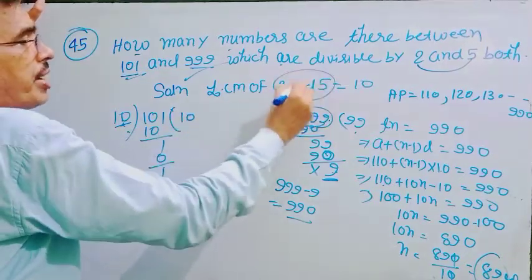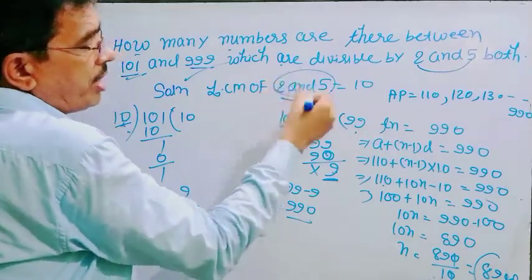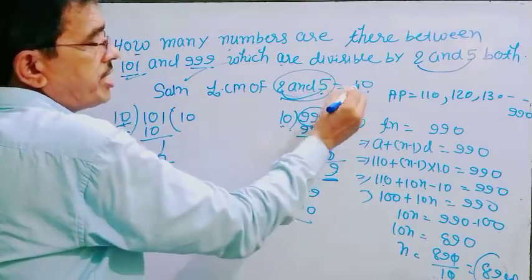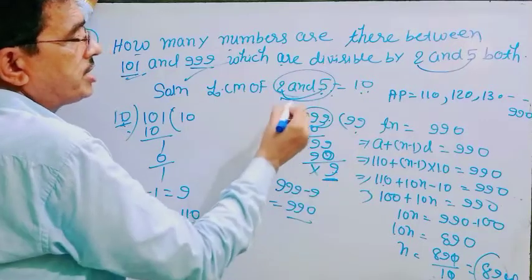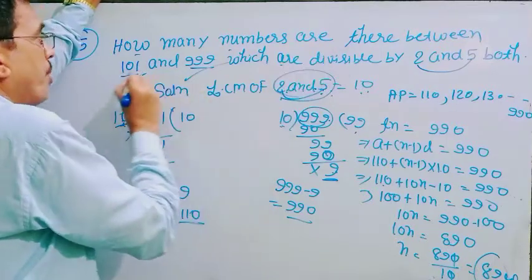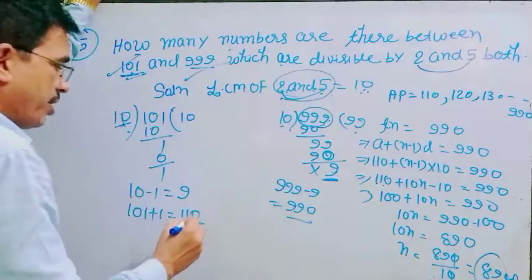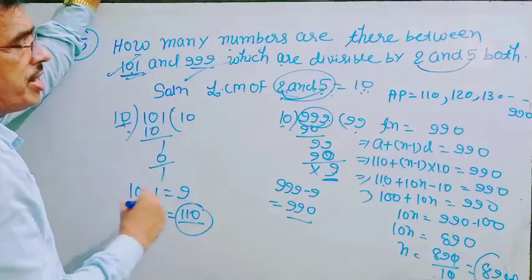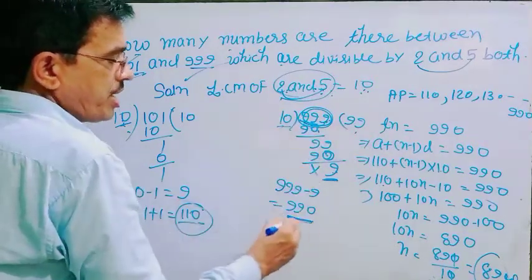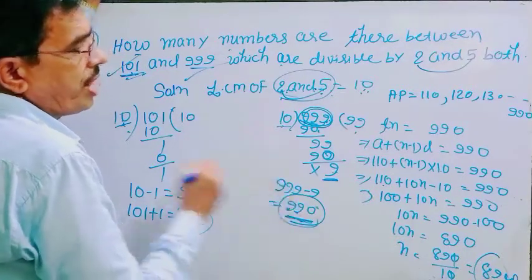That means it is exactly divisible by 2 and 5. 2 and 5 means the number is exactly divisible by 2 and also divisible by 5. It is only possible when you find the LCM, that is 10. Then 10, 20, 30, and so on are exactly divisible by 2 and 5. But your question is related to 101, then after 101, what number is exactly divisible by 10? You get that number is 110. Similarly, the last number 999 is not divisible by 10, but 990 is divisible by 10. That means it is exactly divisible by both 2 and 5.